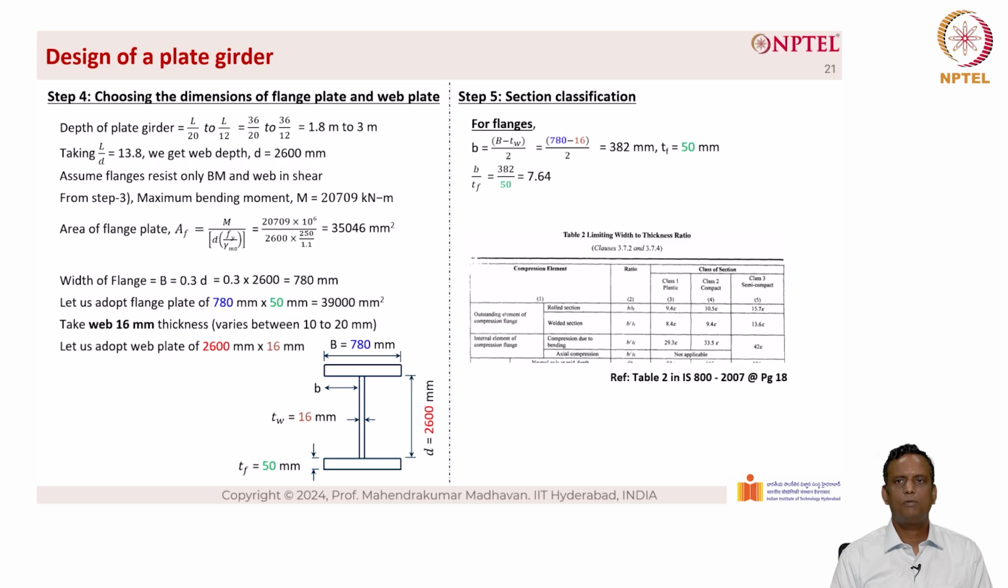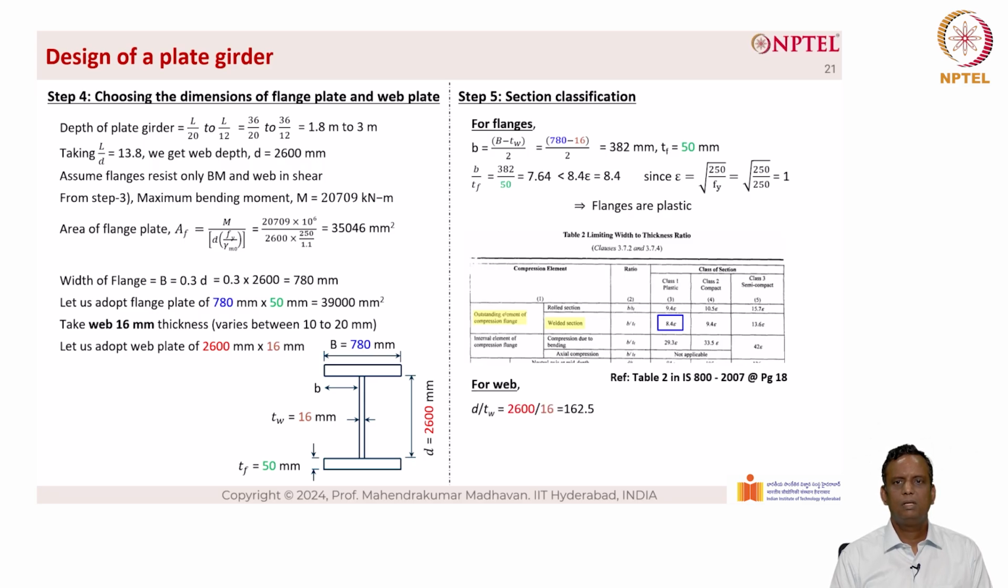Table 2 of IS 800 gives the limiting width to thickness ratios. For a welded cross section, the outstanding element of the compression flange for class 1 plastic is 8.4 epsilon. Since epsilon equal to root of 250 by fy, which is equal to 1, we have 7.64 less than 8.4. So it comes under class 1 plastic. So the flanges are plastic.